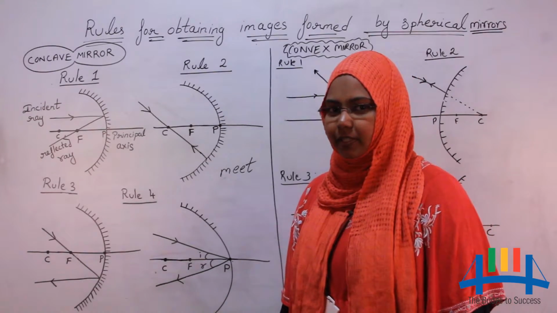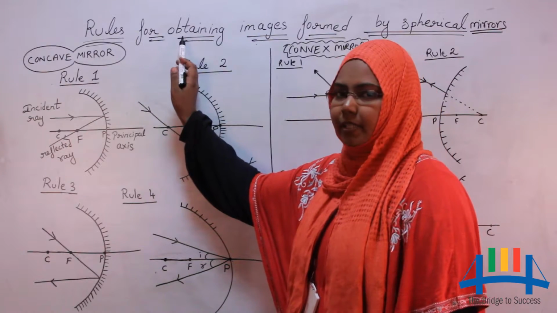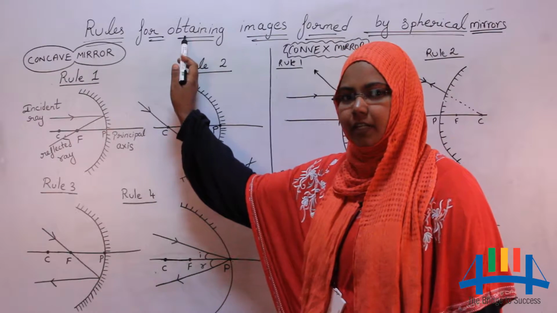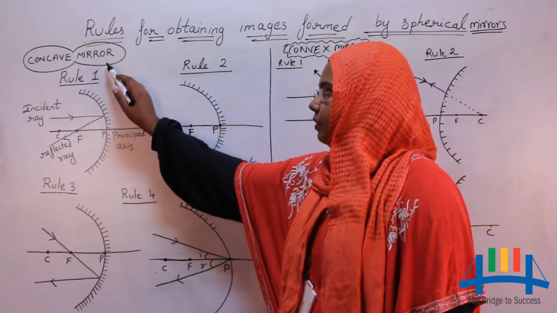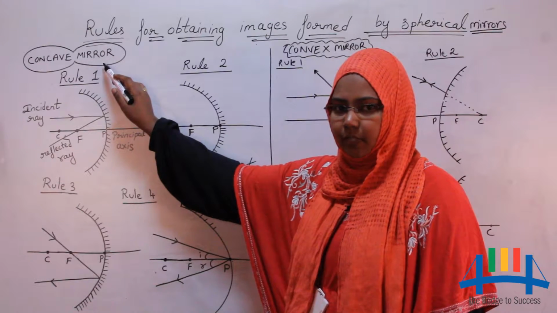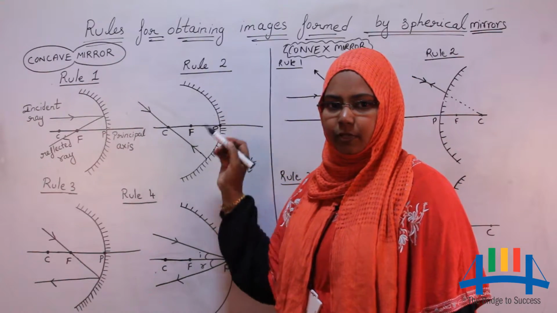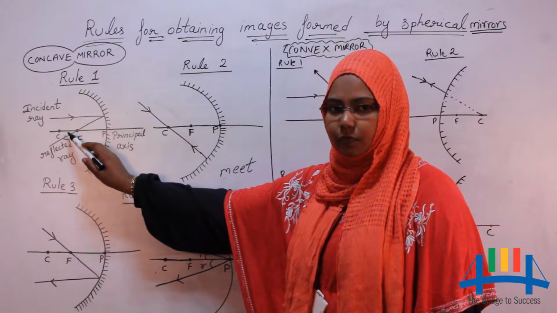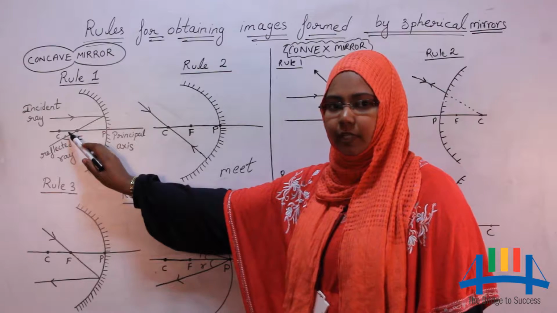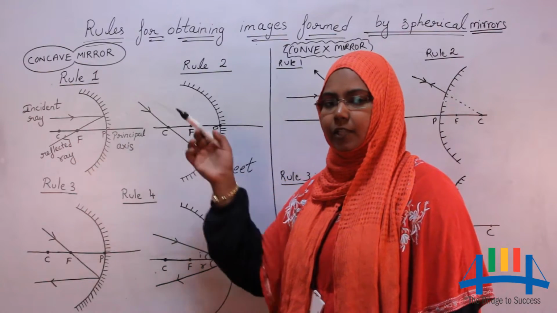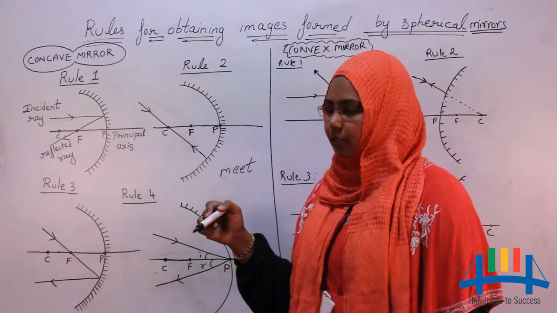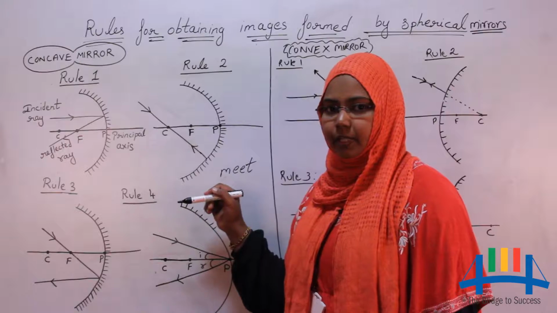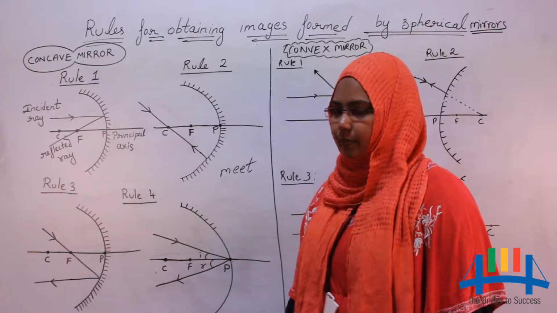Hello friends, today we are going to discuss the rules for obtaining images formed by spherical mirrors. There are two types of spherical mirrors, concave mirror and convex mirror. So let us first discuss the rules for concave mirror. These rules are very important because whenever an object is placed in front of the concave mirror, an image is formed. Image is formed only when two reflected rays actually meet or appear to meet. The following rays of light are usually used to locate the images formed by spherical mirrors.